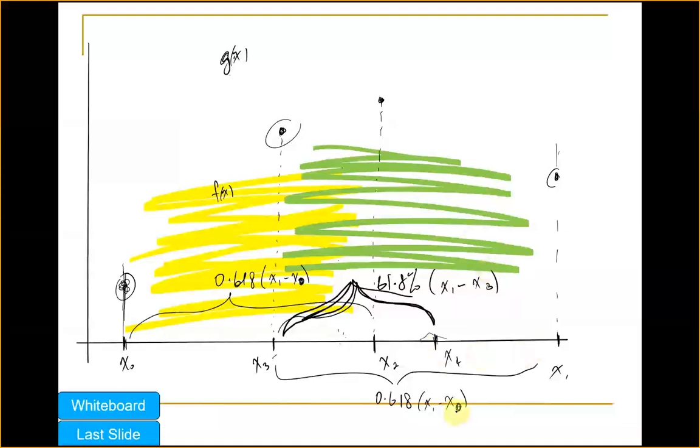Yes, sir. And it also turns out, this is why we call it a golden number, that from here to here is already 61.8% of x1 minus x3. Let me just do the proof on an Excel slide.